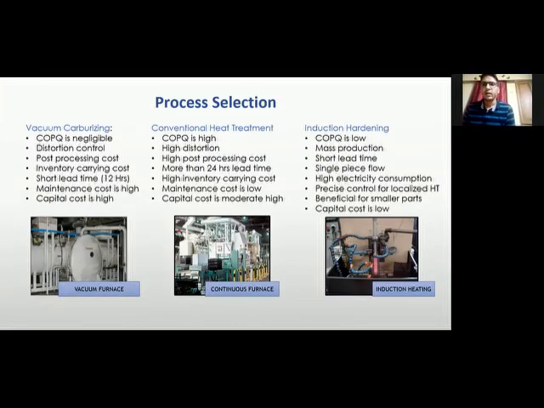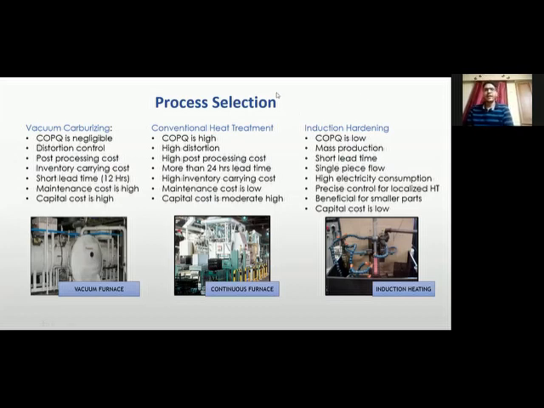Okay, come to the process selection. So while deciding any process, carburizing process, for any component, we have to consider which type of final product quality is required, what is the material grade of that component, and what is the minimum cost required for the processing of the component. We have considered here three types of process: vacuum carburizing, convection heat treatment, and the induction hardening process. Vacuum carburizing is an advanced process for carburizing.